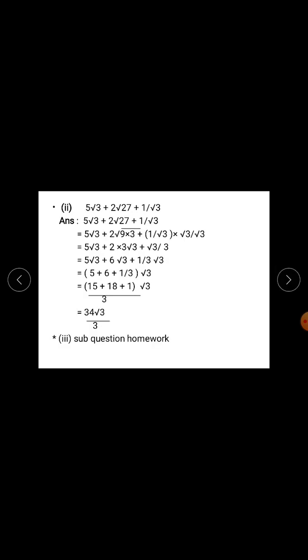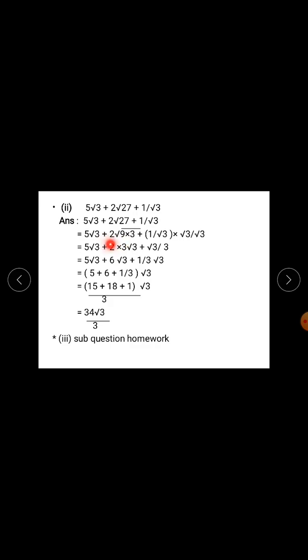Second sub question. 5 root 3 plus 2 root 27 plus 1 upon root 3. Solution. 5 root 3 plus 2 root 27 plus 1 upon root 3 equal to 5 into root 3, because root 3 is in the simplest form. So 5 root 3 plus 2, 27 we can write as 9 into 3. 9 3s are 27 and 9 is a perfect square.